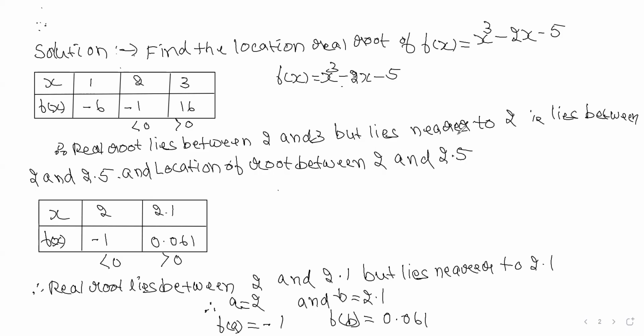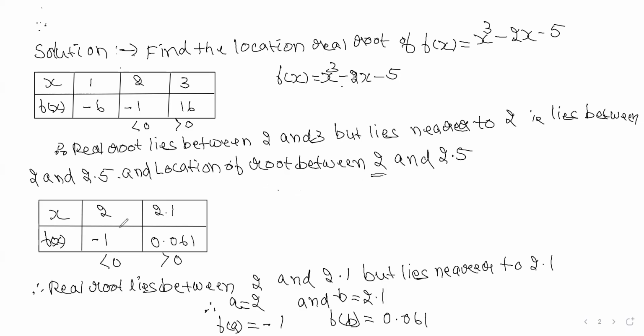Then the root lies nearer to 2, between 2 and 2.5. Now, for the location of the root between 2 and 2.5, you have already entered the expression. Again, press the AC button, then the expression appears on the calculator display, and press the equal to button. Then, you press the 2 button and the end value 2.5 button.